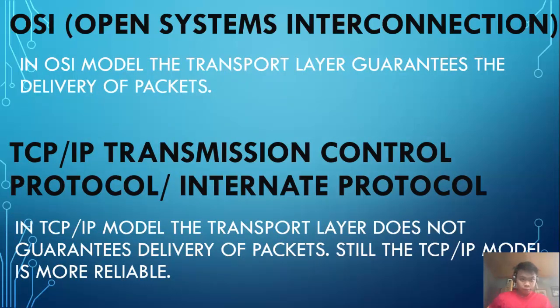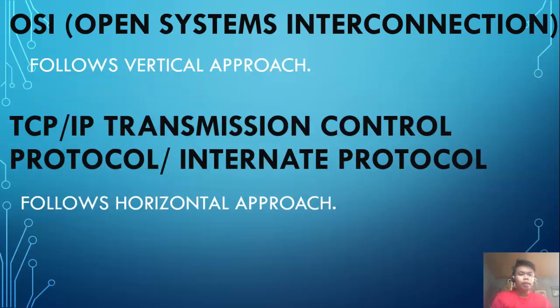So the next difference between OSI and TCP/IP. In the OSI model, the transport layer guarantees the delivery of packets. In the TCP/IP model, the transport layer does not guarantee delivery of packets. Still, the TCP/IP model is more reliable. So next, OSI follows a vertical approach, and TCP/IP follows a horizontal approach.